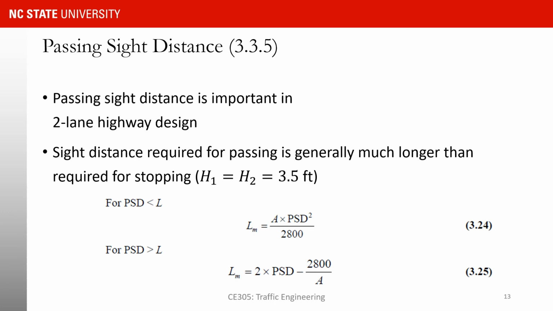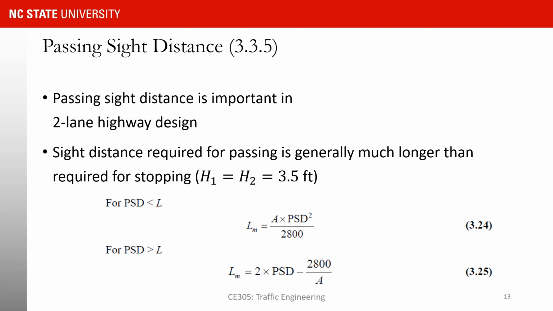What this really means is that you want the length of the curve to be long enough to allow drivers to safely pass the other driver. So they have to go into the opposing lane and then pass the other vehicle. If we can provide that long vertical curve length, then we are going to allow passing. If that's not the case, we are not going to allow passing on a vertical curve. So PSD is passing sight distance.